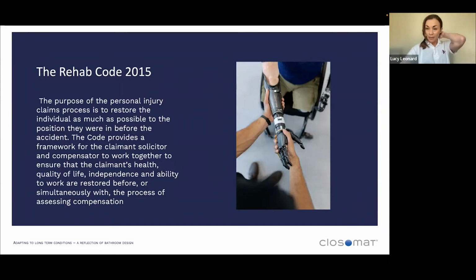So I also want to take some private intervention that's funded through litigation, and that's very much the focus. It is about looking at the individual, assessing their quality of life, their ability to engage in daily occupation, and trying to provide intervention that gets them as close as possible to where they were pre-accident or pre-injury.